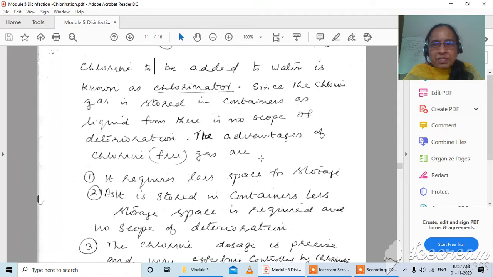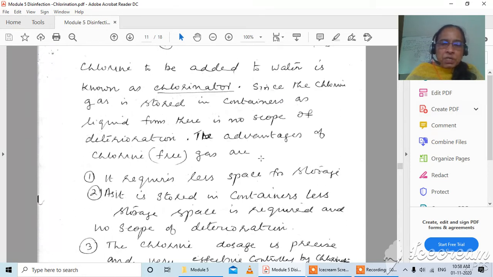And bleaching powder, if we are storing it in containers, usually it is available in plastic bags, and the quality will deteriorate because the chlorine will evaporate. That is one of the disadvantages of bleaching powder, which is recommended for large water supply schemes. And then again it needs a large space, whereas for chlorine gas we need very small space only.